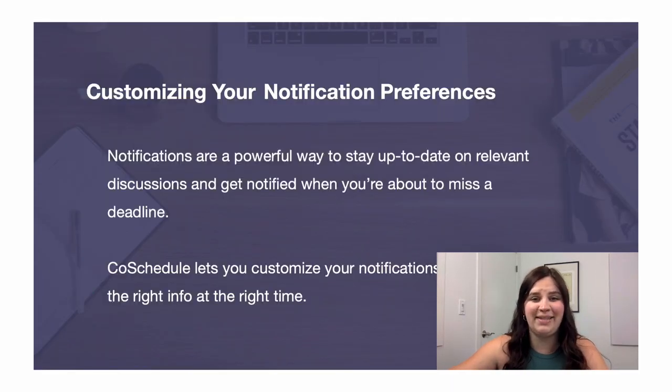Notifications are a powerful way to stay up to date on relevant discussions and get notified when you're about to miss a deadline. CoSchedule lets you customize your notifications so you have the right info at the right time.